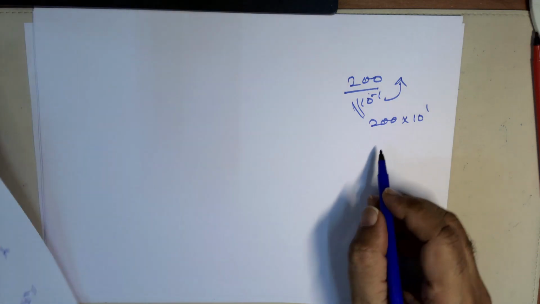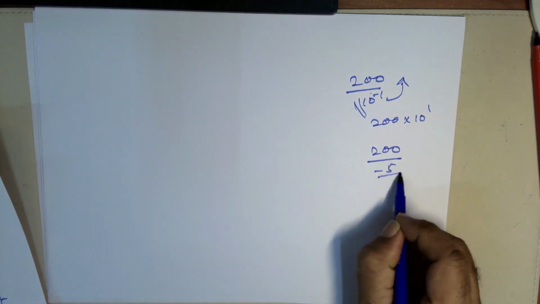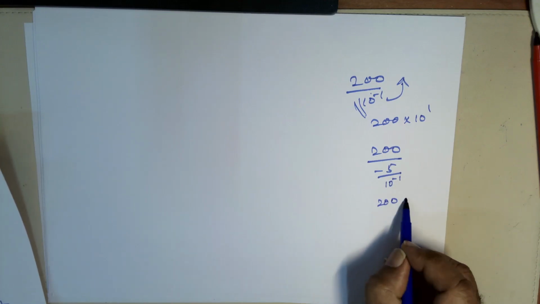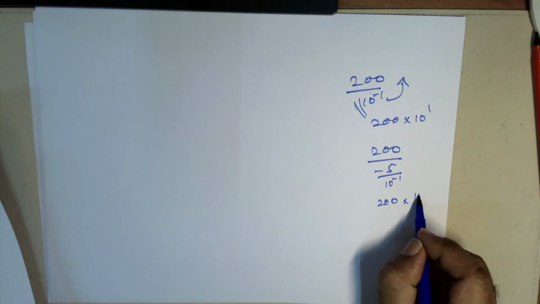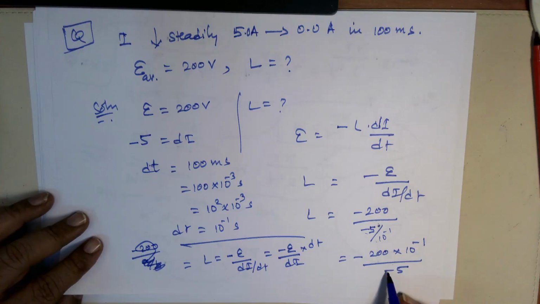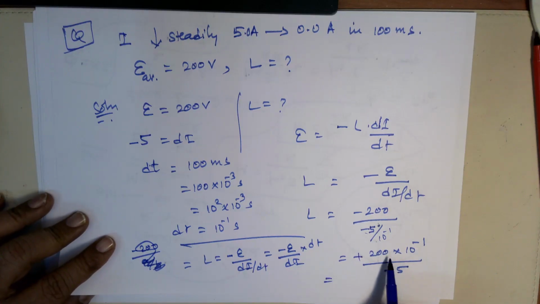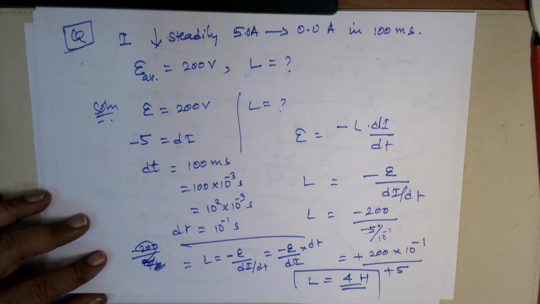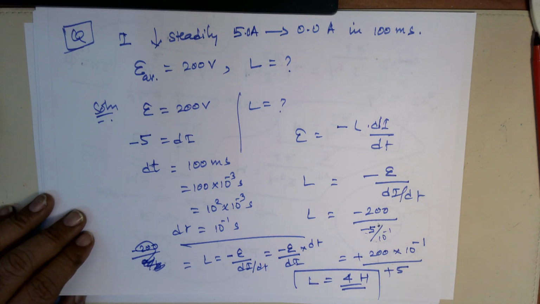Okay, so you have to consider. So in that case, 200 divided by minus 5 divided by 10 power minus 1 means 200 into reciprocal. So 10 power minus 1 divided by minus 5. Do you understand this? Okay, so you have to be very careful. Then you can call it minus of minus plus. And this is 200 means 20 divided by 5 is equal to 4. Okay, so 4 Henry is the correct answer. Pranav, were you able to understand this? Right.